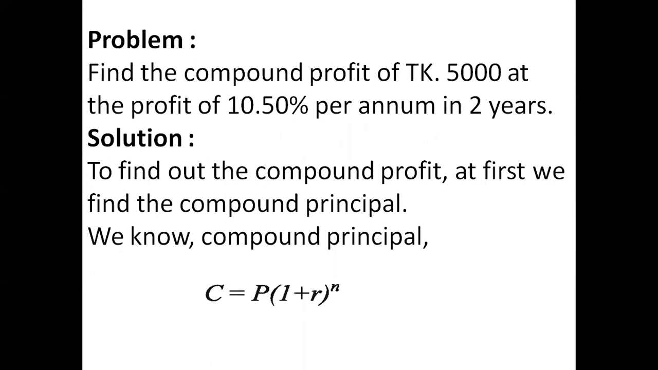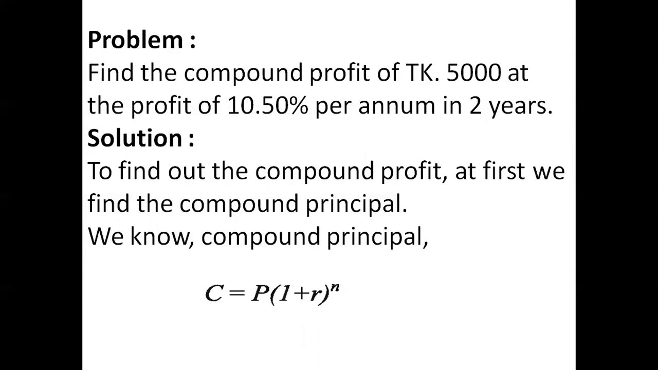Find the compound profit of taka 5,000 at the profit of 10.50 per annum in 2 years. So here we have to find the compound profit. In the previous problem, we have found the compound principal, but here we have to find the compound profit. What is compound profit? We know C minus P. What is C? Compound principal minus principal.